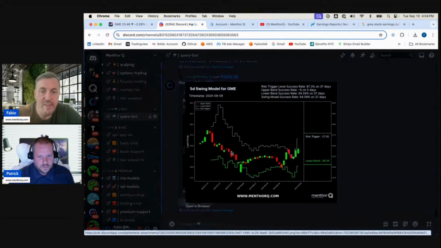So the model shows us this chart. We have our lower band. The data is still as of yesterday, so it's as of end of day yesterday. So we have our lower band of 20.59 and our risk trigger 27.91.